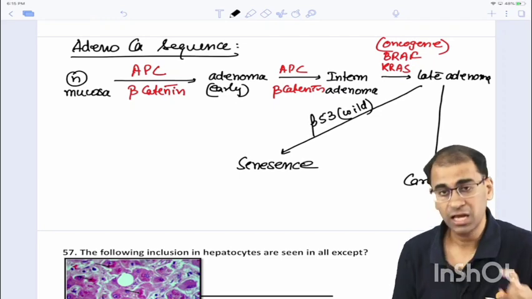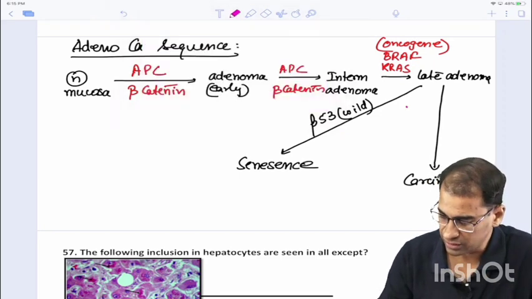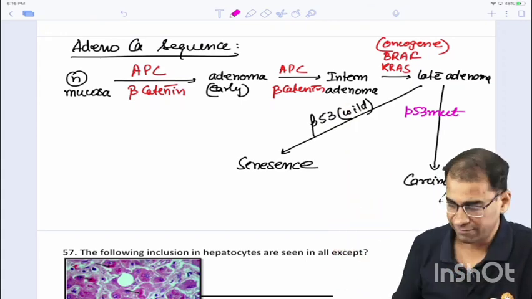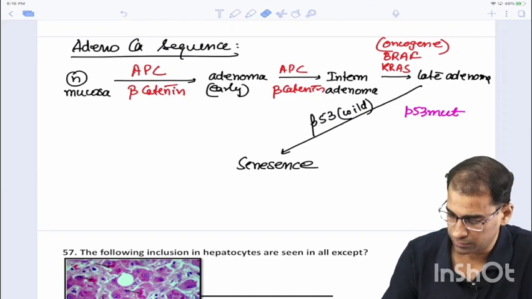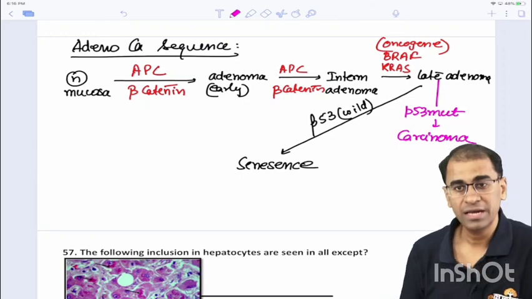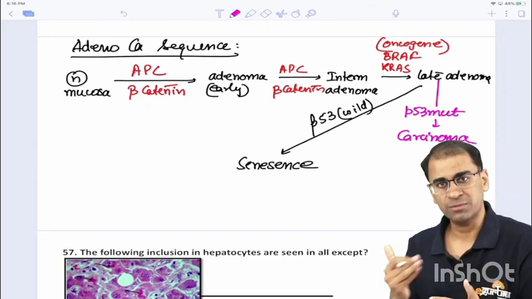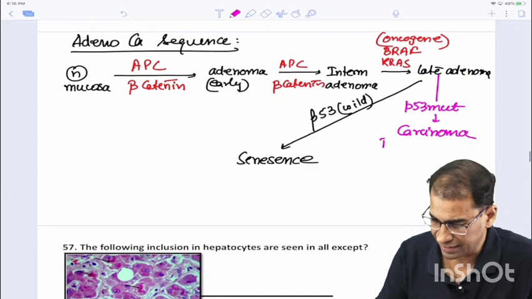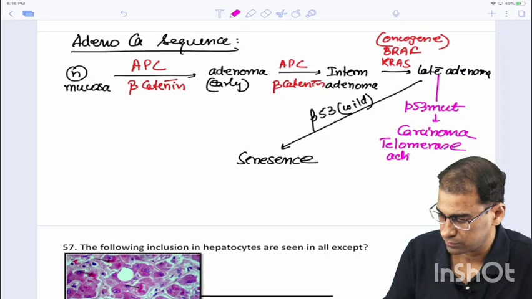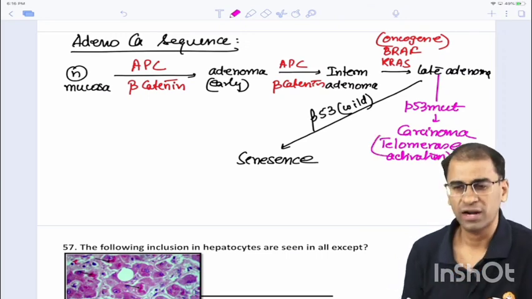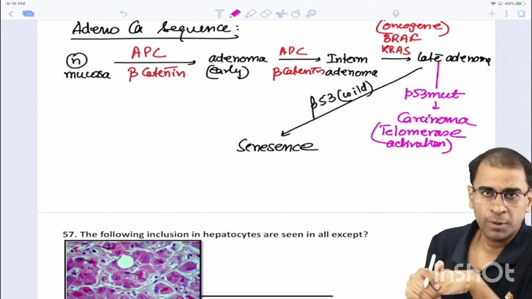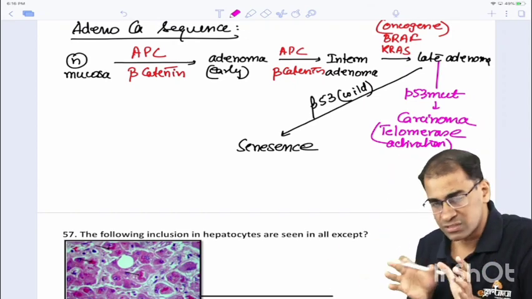But if there is a P53 mutation, it will then lead to carcinoma. Remember, this carcinoma will keep on progressing because it has multiple telomerase activation, called those MSI genes. MSI, microsatellite instability, will obviously occur in this carcinoma to maintain the tumor.